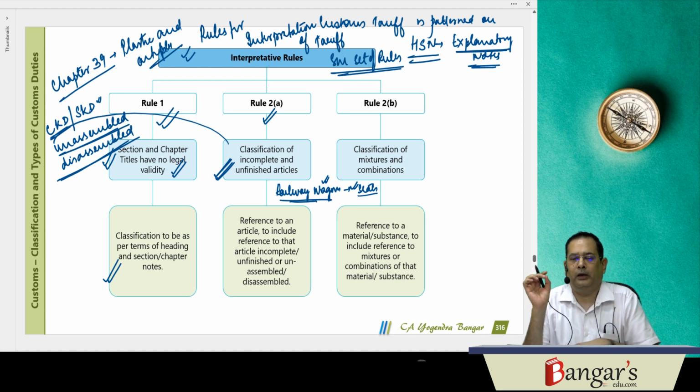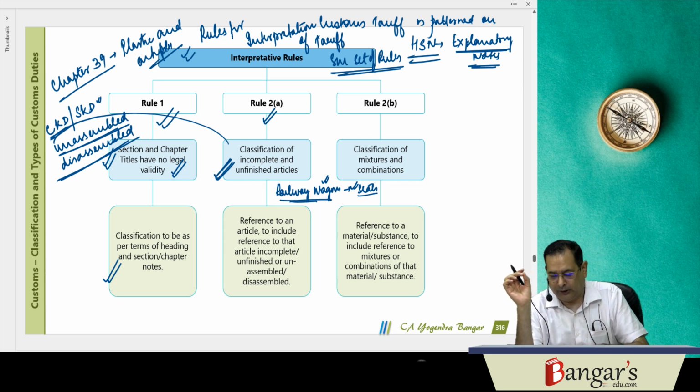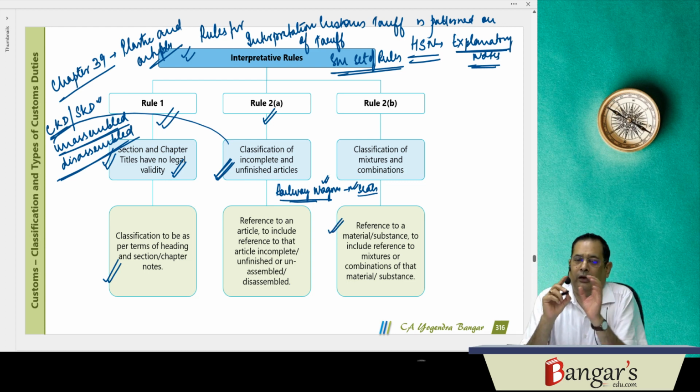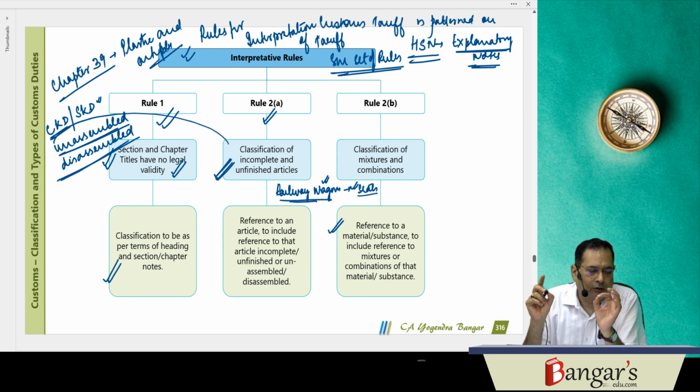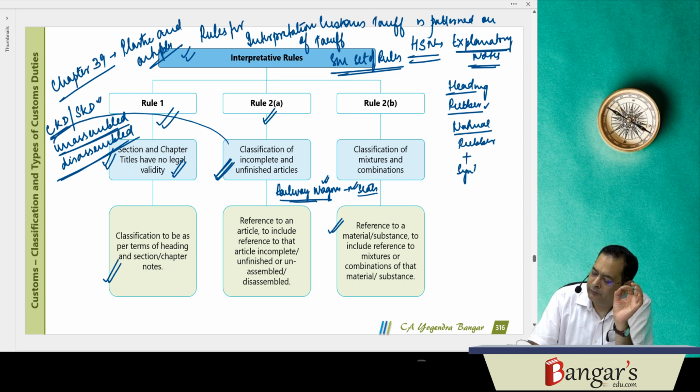Then rule 2b, what is it dealing with? Classification of mixtures or combinations. Here, if in a heading there is a reference to a material or substance, say a heading with a reference to rubber, this reference will include not only rubber but also a mixture of natural rubber plus synthetic rubber.